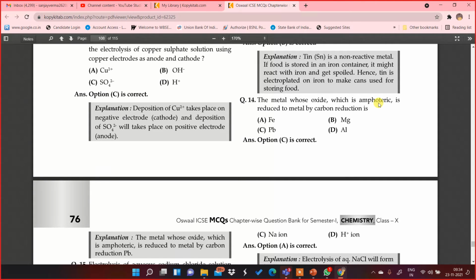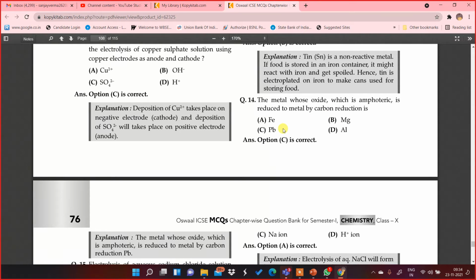Now the question says: the metal whose oxide is amphoteric is reduced to metal by carbon reduction. Which can be reduced: iron oxide, magnesium oxide, lead oxide or aluminum oxide? Please note that oxides of both lead and aluminum are amphoteric, but only lead monoxide can be reduced using carbon as a reducing agent. So the option is C.